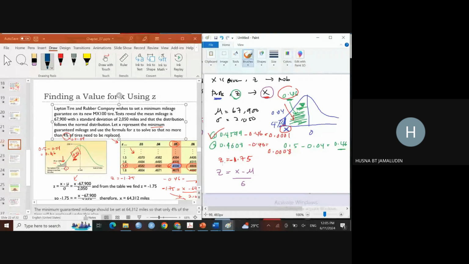So what is your z value just now? You get negative 1.75 equals, you don't know what your x is, minus your mu. Mu is here, which is 67,900 over 2050. Now this is just rearranging your values to get the x, right? Remember, I don't have a calculator with me. So what are you going to do? You want to get rid of the bottom part. So 2050 multiplied by negative 1.75, what will you get?